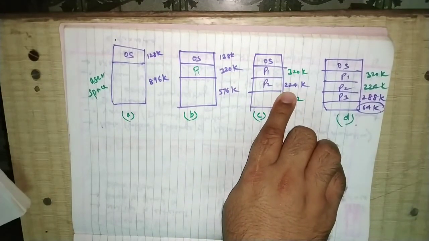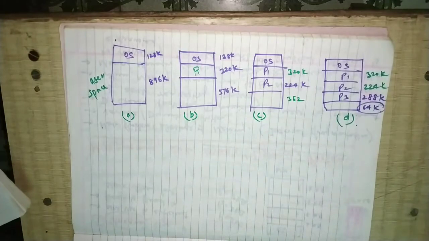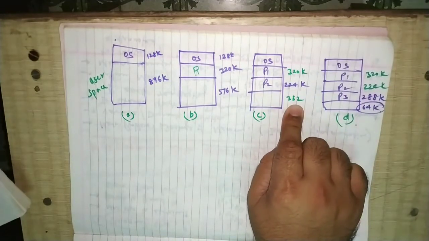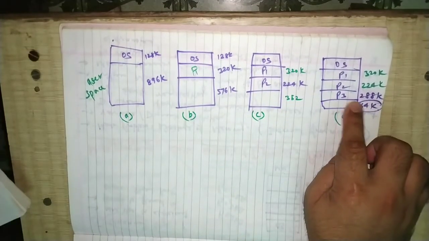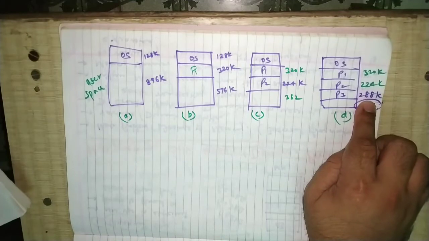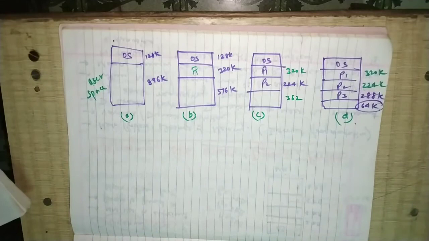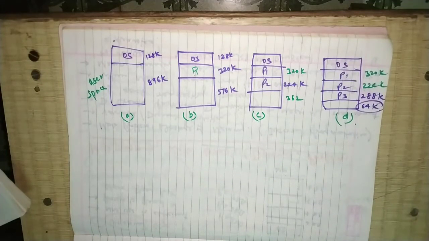It required 224k. So we have created partitions according to the requirement of the requesting processes. We have given 224k, and the remaining is 352k. Then process 3 comes. We have given 288k and the remaining is 64k. So we have created the partitions according to the requesting processes.